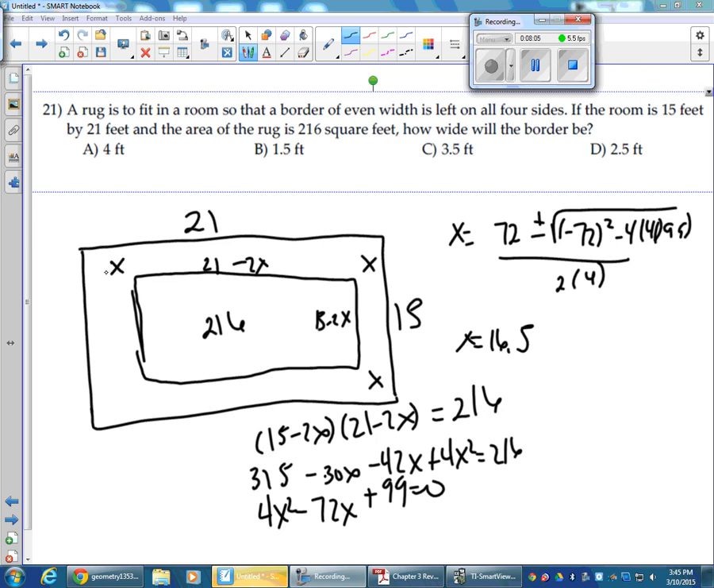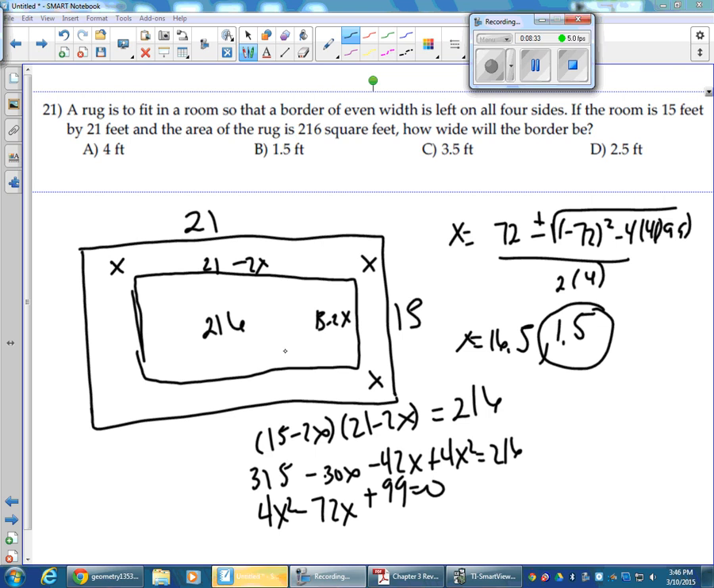If I do plus, I get 16.5, but x can't be 16.5 because that's going to be too big for that side. It'd be taking too much off. So I'm going to do it again with the minus. And if I do minus instead of plus, then I'm going to get 1.5, and so those are my two answers when I do the quadratic formula. So this is the only one that'll work because of this particular problem.